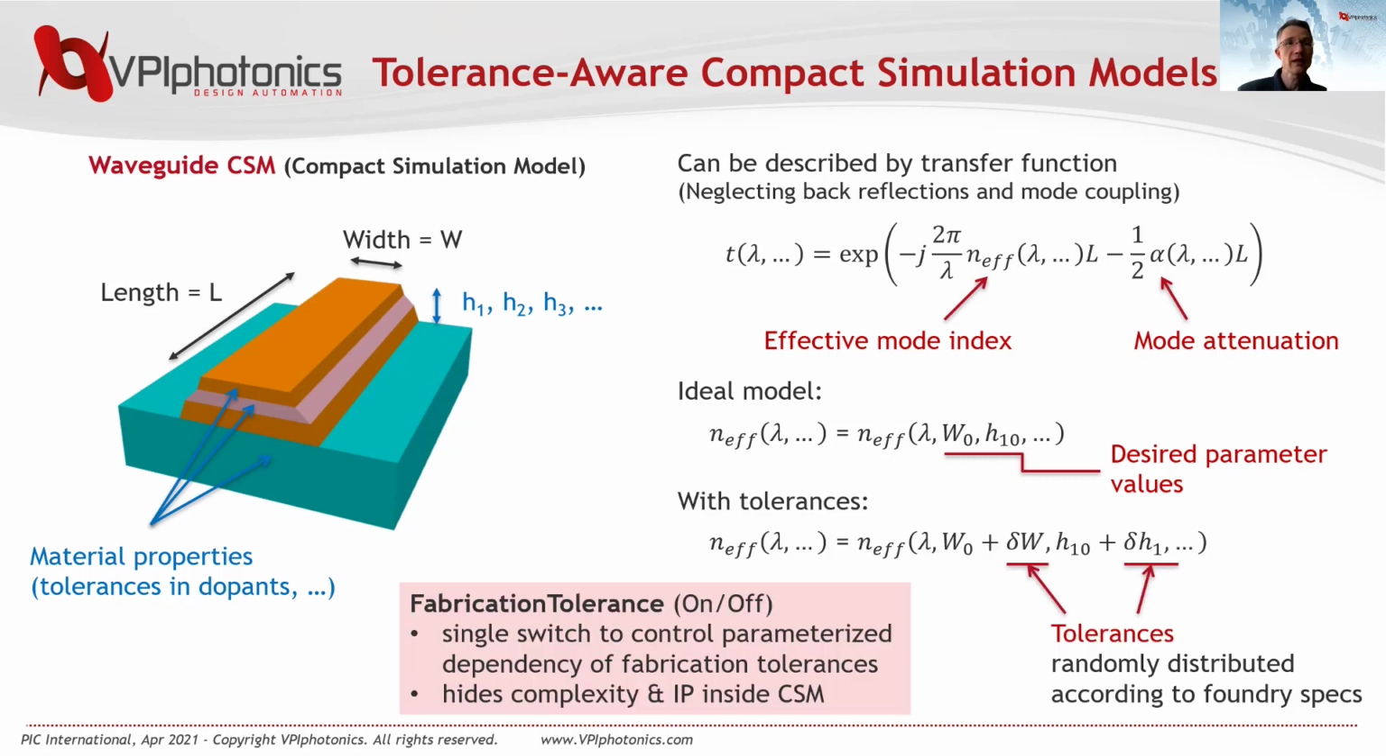Now, accounting for fabrication tolerances in the simulation, we need to consider all the variations of both user-defined and hidden parameters, as well as the distributions provided by the foundry. This is quite complicated. So we realize a single switch parameter that controls the consideration of fabrication tolerances. This allows to keep the complexity inside the CSM at reasonable level and protect the intellectual property of the foundry.